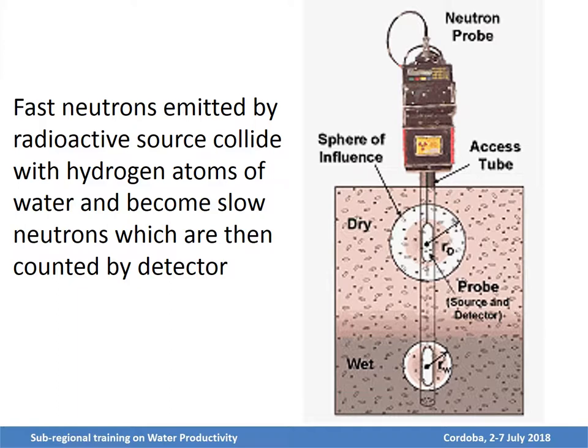As the measurement is related to interactions with hydrogen, if we are on a dry layer where the soil water content is lower, the radius of influence will be larger because the fast neutrons will be able to travel farther from the source before colliding with a hydrogen atom. Therefore, the radius of detection will be larger. If the soil is wetter, like here, the radius will be smaller.